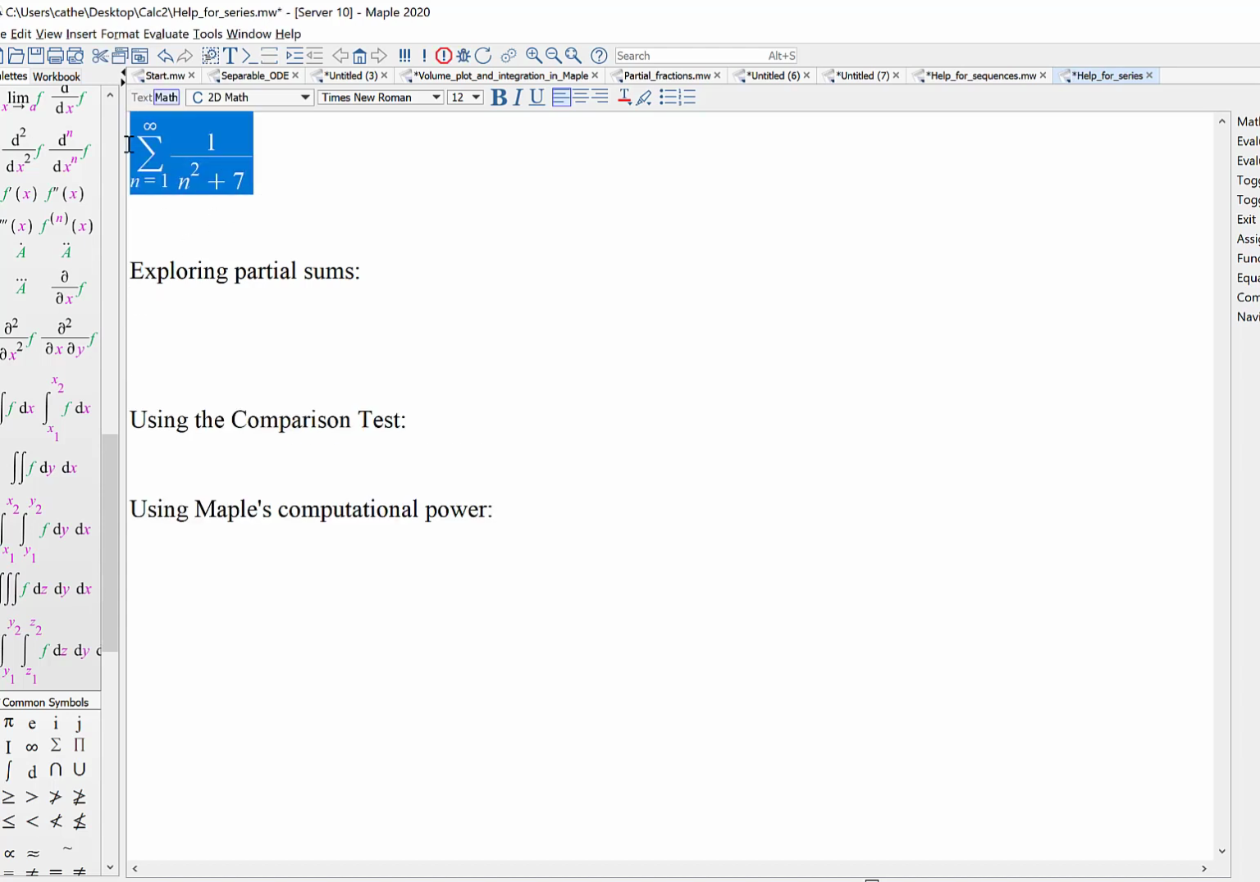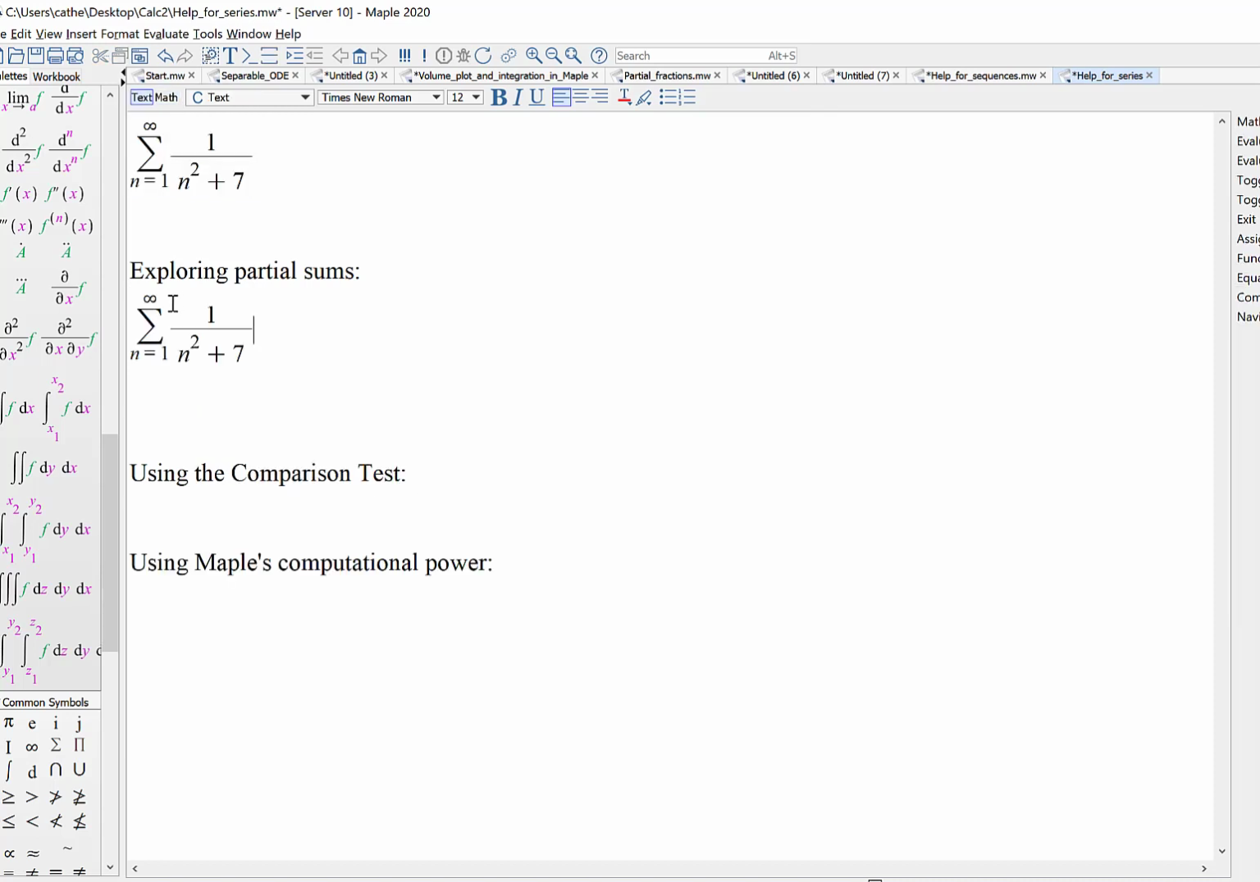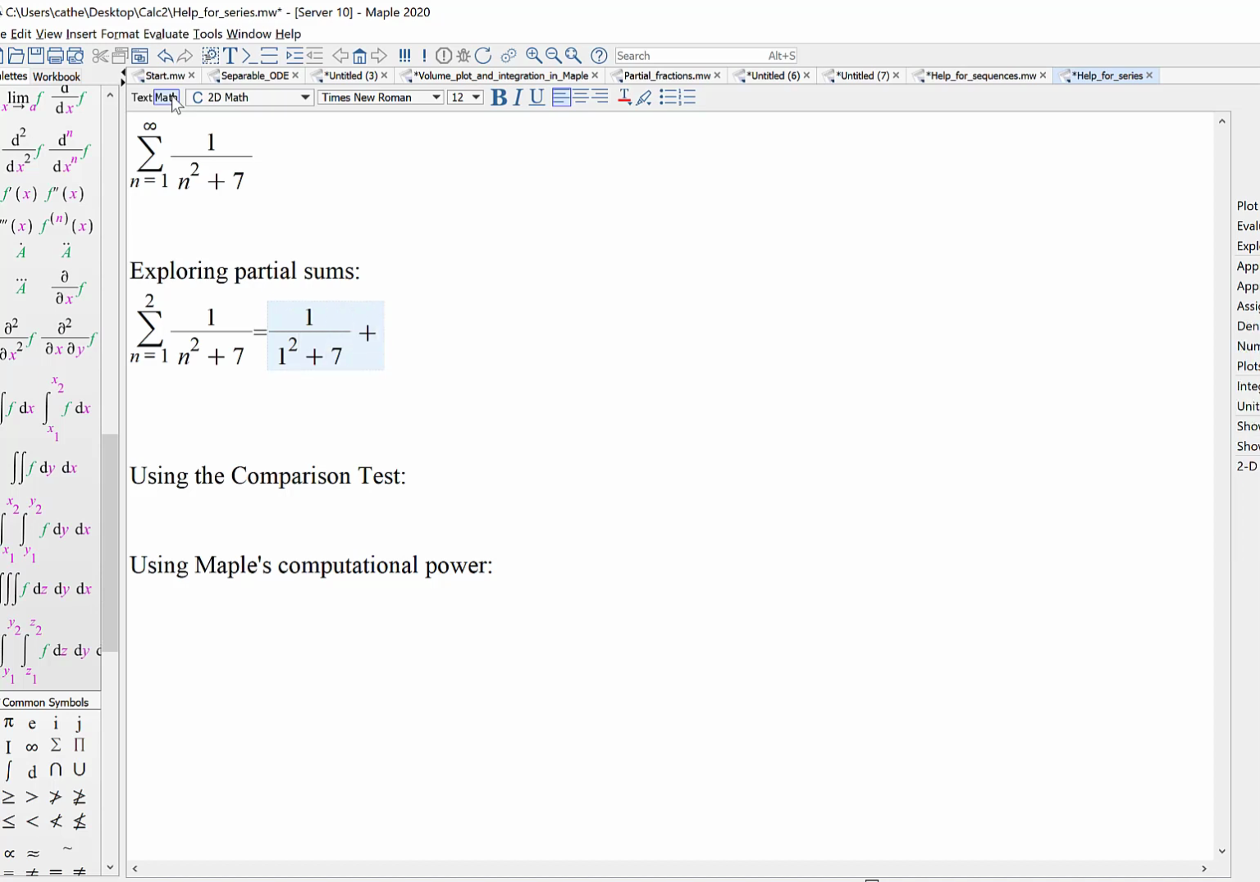So first of all, instead of working with the infinite sum, suppose I just said to you, okay, work with the sum as n goes from 1 to 2. What that would be asking you to do is add up things of the form 1 over n squared plus 7. We'll start off n with 1, and the ending value for n would be 2. So I'd be asking you to add up these two terms.